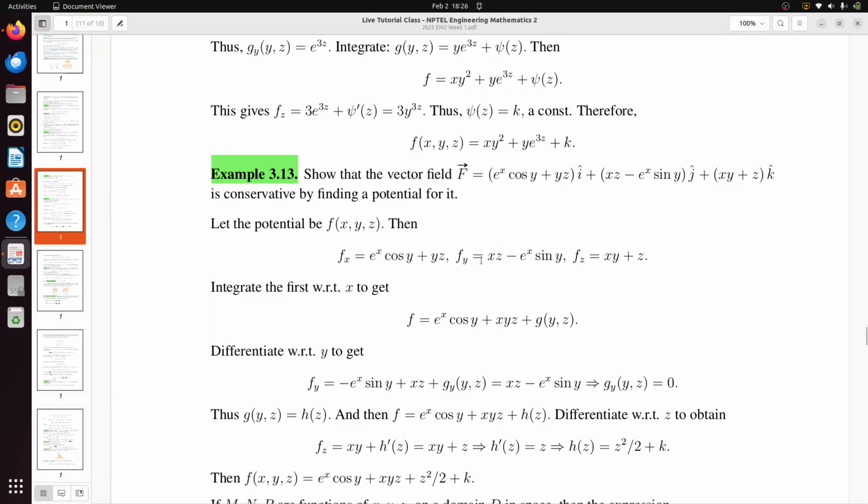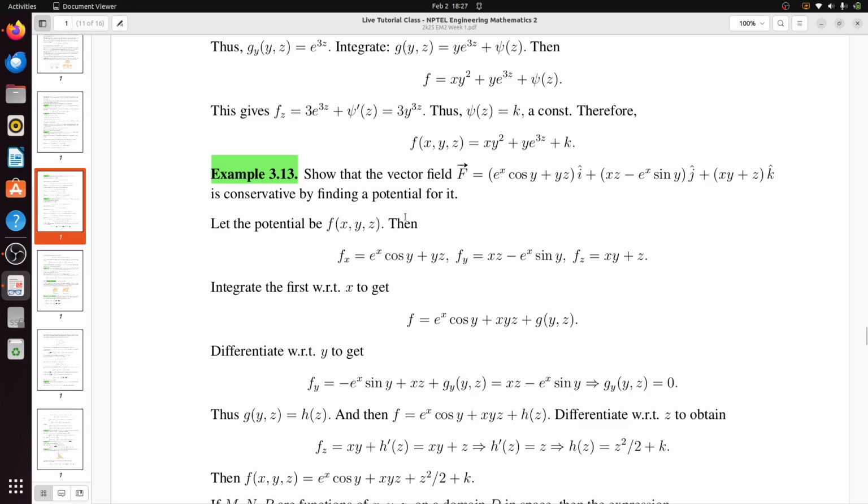Okay, so we will start with this first problem. What is this problem? The statement of this problem is: you need to show that this vector field F, which looks like e^x cos y + yz i + (xz - e^x sin y) j + (xy + z) k, is conservative by finding a potential for it.